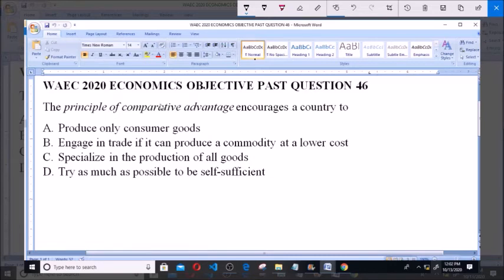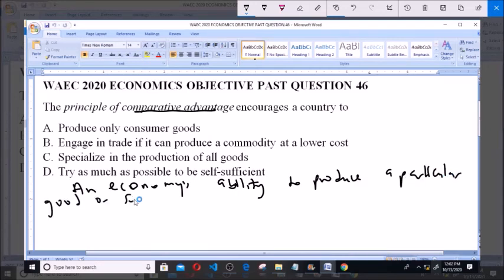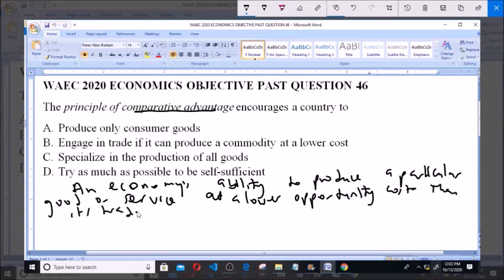So, comparative advantage, or the principle of comparative advantage, refers to an economy's ability to produce a particular good or service at a lower opportunity cost than its trading partners. It's a lower opportunity cost than its trading partners.